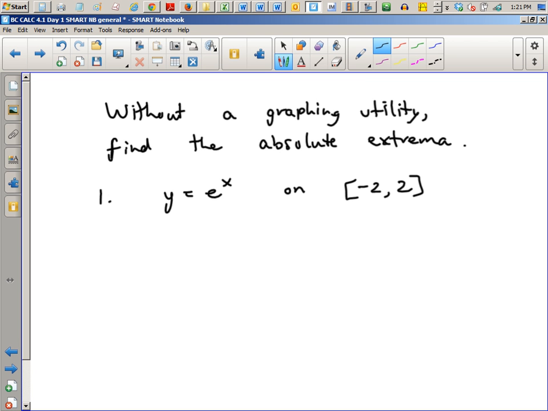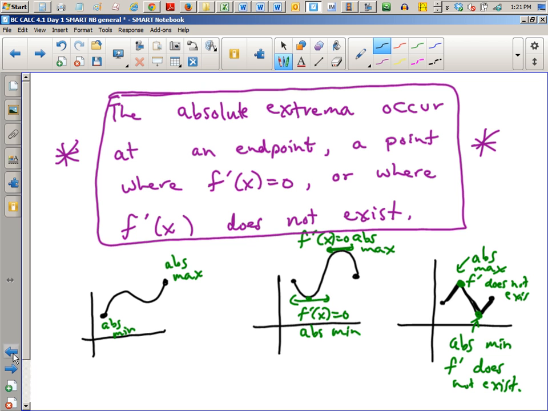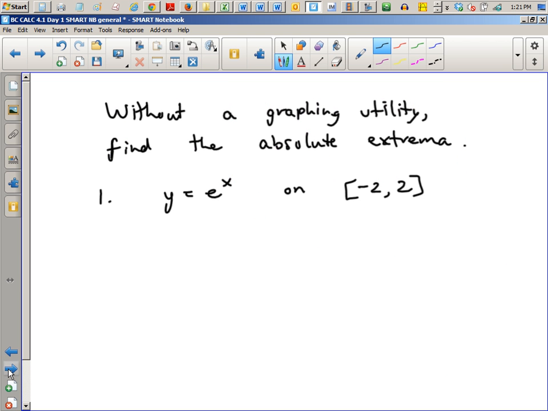So let's go back and look at that sentence one more time. It says, the absolute extrema occur when you're at an endpoint, or where the derivative is 0, or where the derivative is not defined. So I'm not actually going to find the derivative yet. I'm going to check the endpoints. Here are my endpoints right here. Maybe these are the absolute min and max. Maybe that's all there is to it, right? But we're going to go ahead and test endpoints first.